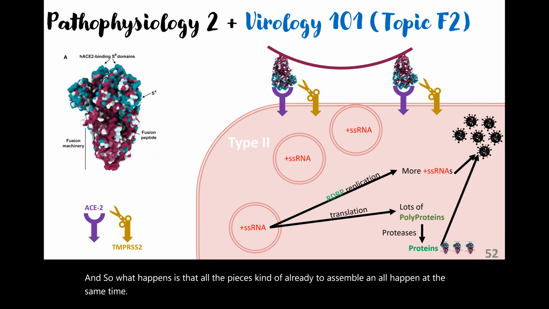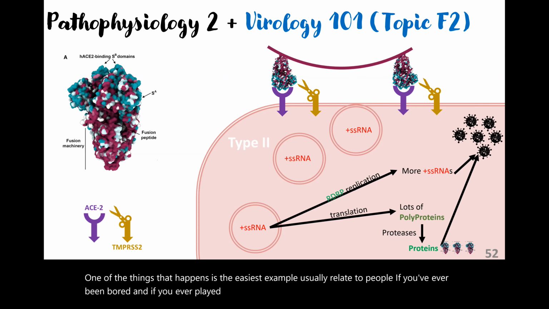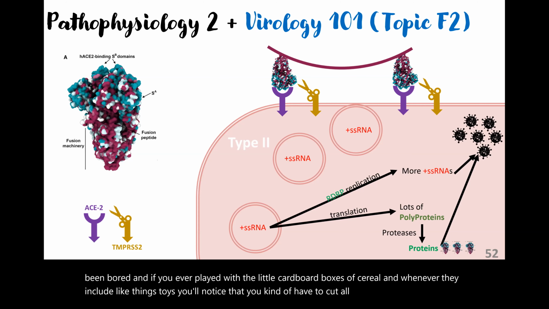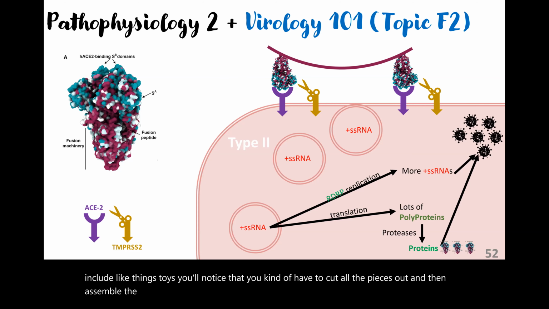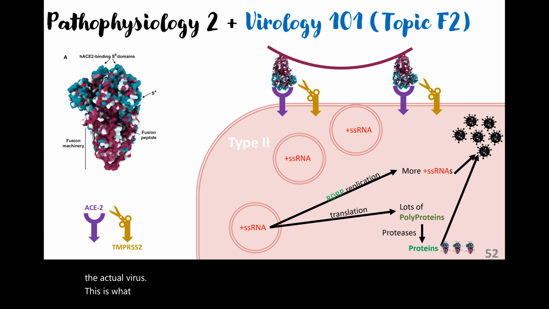The easiest example I usually relate to people, if you've ever been bored and played with the little cardboard boxes of cereal, and whenever they include things like toys, you'll notice that you have to cut all the pieces out and then assemble the toy. It's the same concept here, in which it comes with the large piece of a protein, and then all the little pieces are cut into the smaller proteins, and then they assemble the actual virus. So this is what we normally know as a polyprotein.